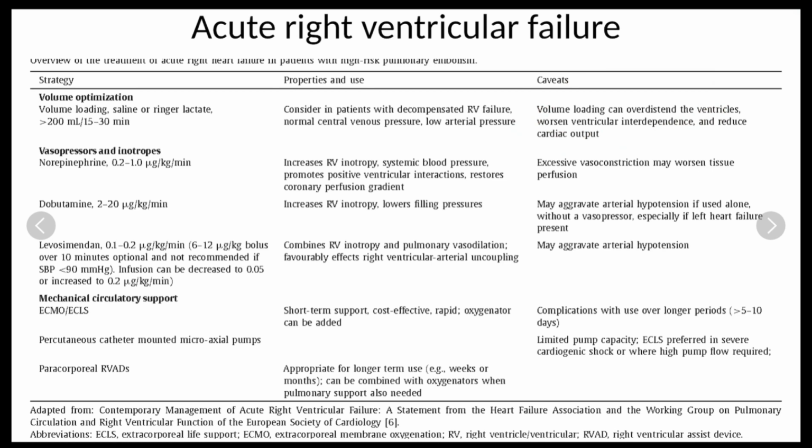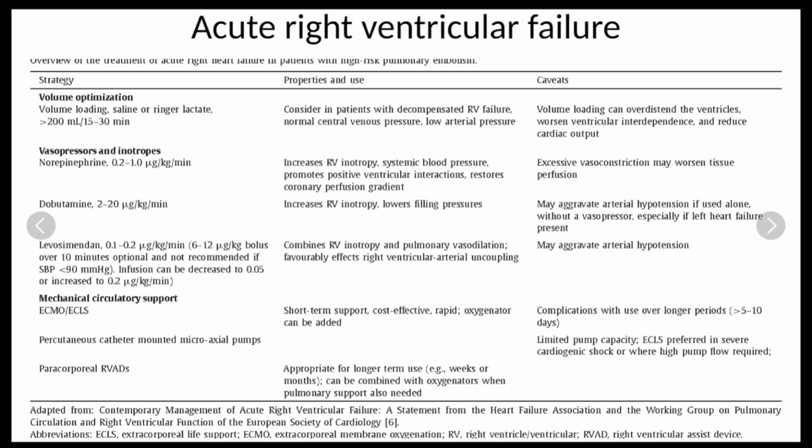They are used to increase inotropy, maintain systemic blood pressure, promote positive ventricular contraction, and restore the coronary perfusion gradient. Excessive vasoconstriction may obviously worsen tissue perfusion and may aggravate arterial hypotension if used alone. So we should not use dobutamine alone without a vasopressor, especially if left heart failure is present. We already know about dobutamine.